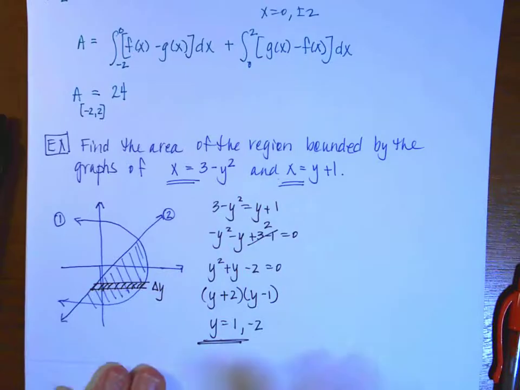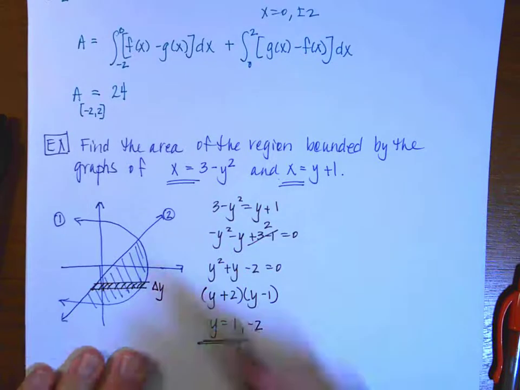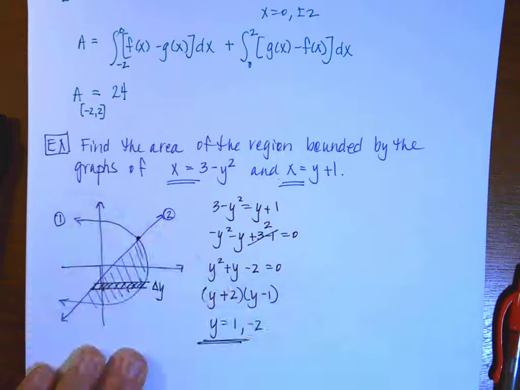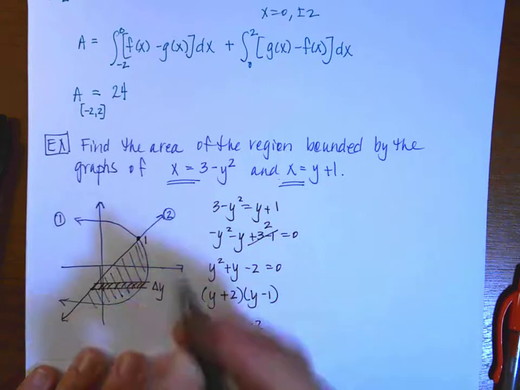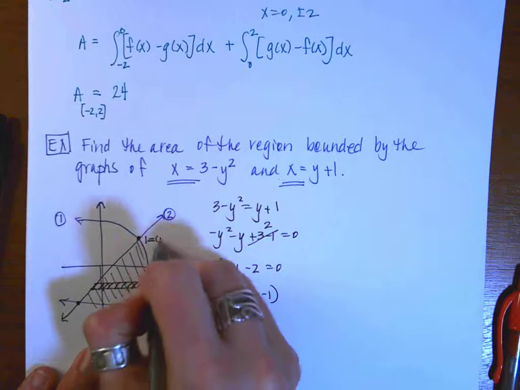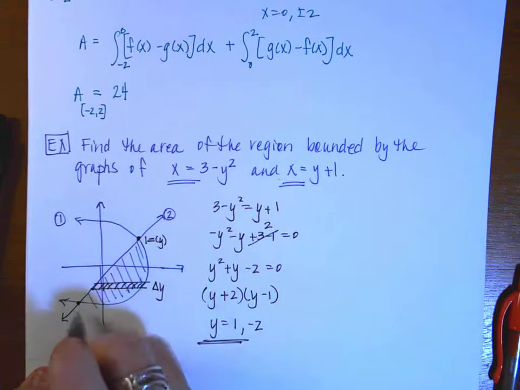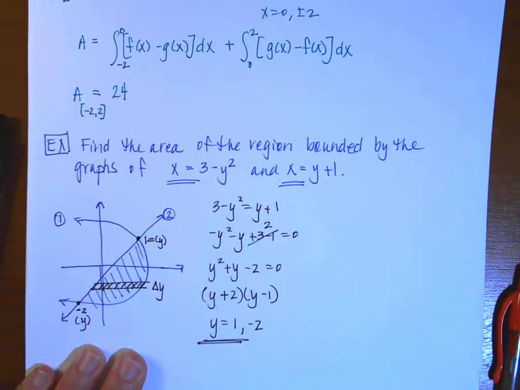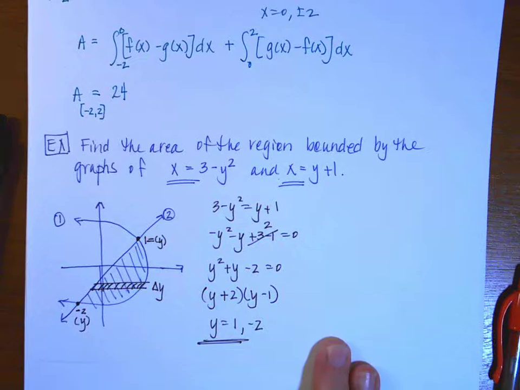But notice that this is in terms of y and not x. So the y value up here is going to be a 1, and I'm going to put a y right there just so we remember that it's not an x. And this is a negative 2, and again, I'm going to put a y underneath it just so you remember that it's y and not x.